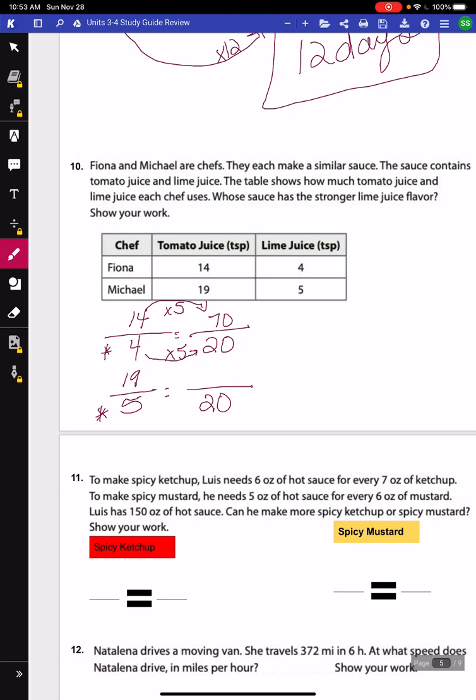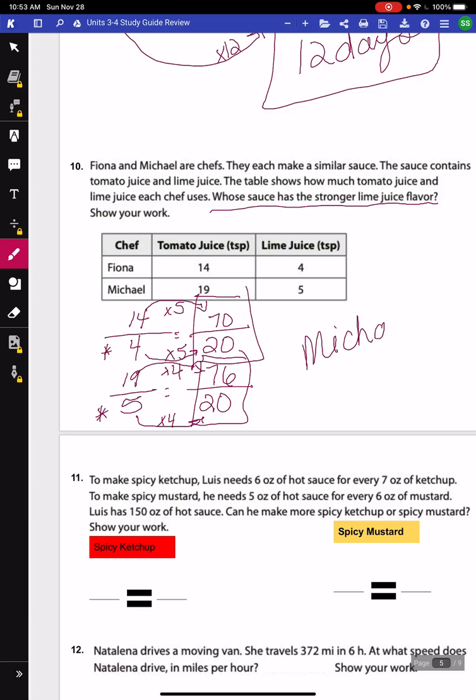And then for Michael's, what do I do to 5 to get 20? Multiply by 4. What do I do to the bottom? Got to do the top. 19 times 4 gives me 76. So whose sauce has the stronger lime juice flavor? Well, Michael's has more lime juice than Fiona's does. So that would be Michael.